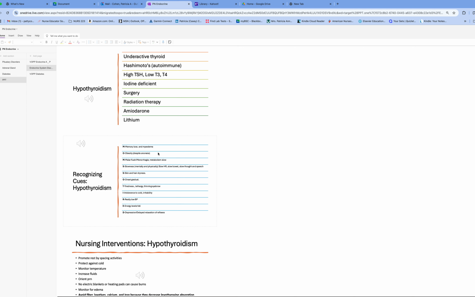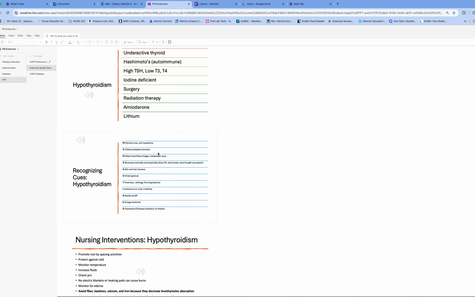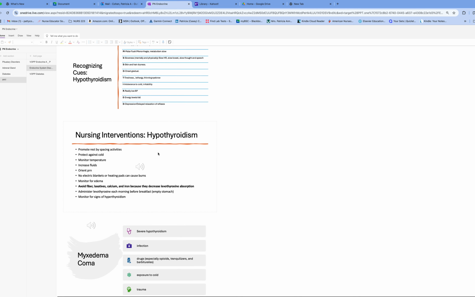Their skin and hair are going to be very dry. They're going to be tired, lethargic, and have thinning eyebrows. They're going to have intolerance to cold and irritability. They're going to have really low BP. They're going to have bradycardia, no energy, okay?